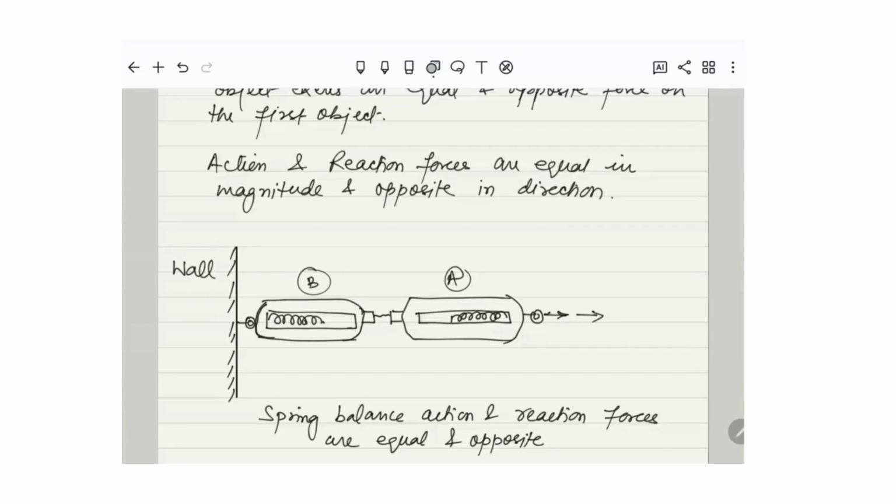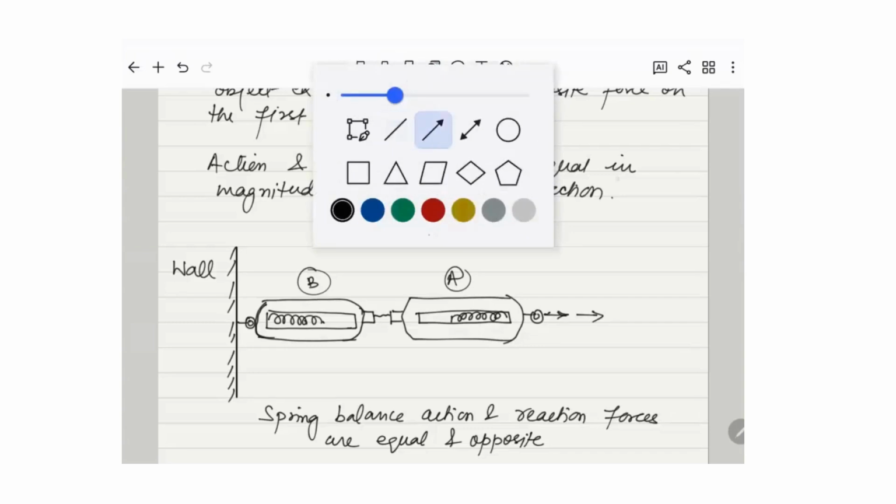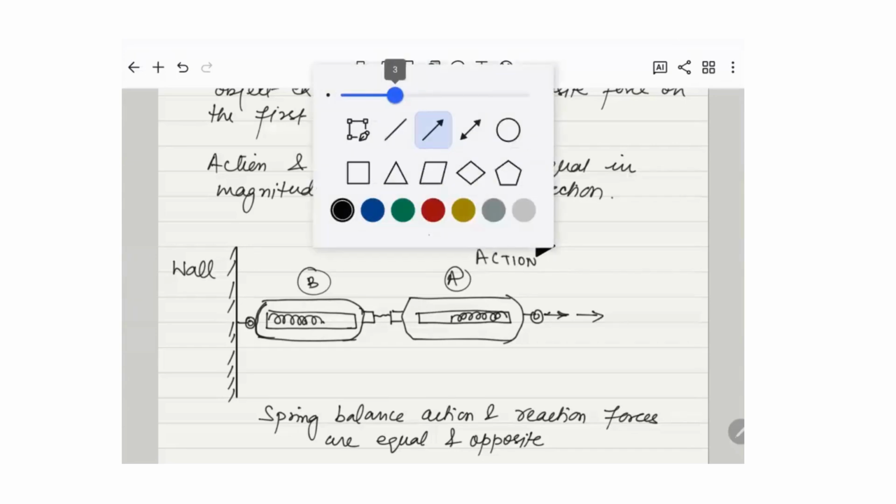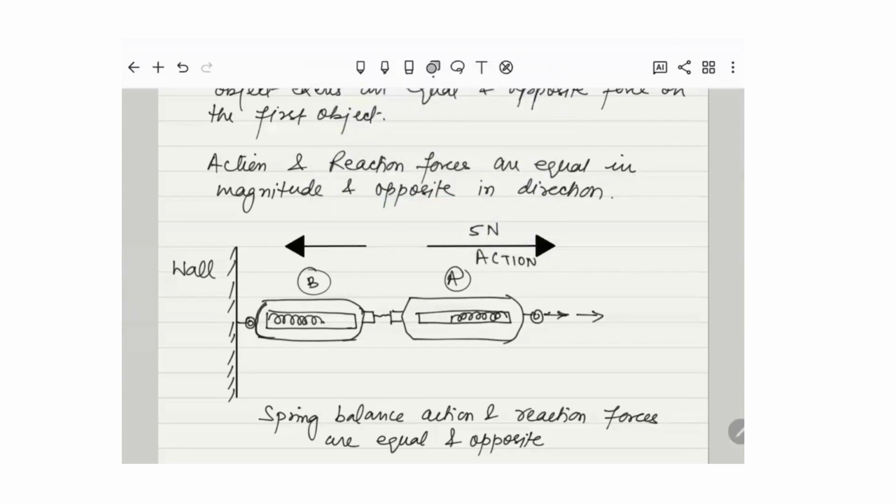And the force which the person applies is, suppose, 5 Newton. So this is action. What is this force? This is the action force. So an equal and opposite force will be applied by the other one in the opposite direction, and that is also equal in magnitude, and this is called reaction force.